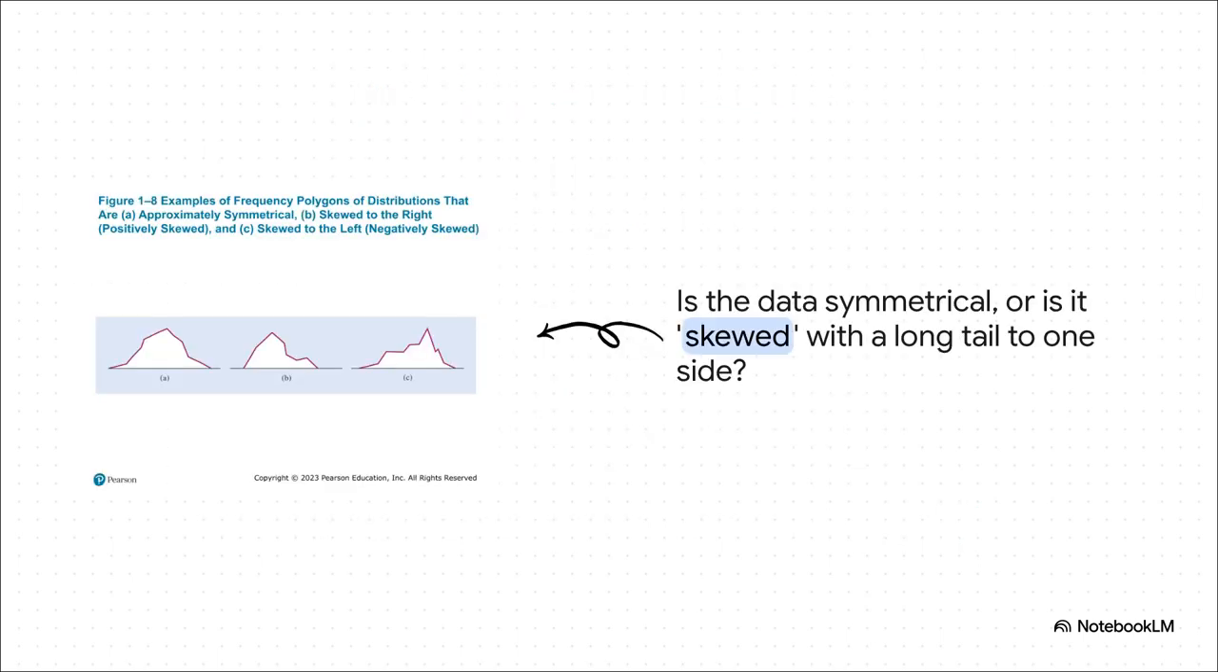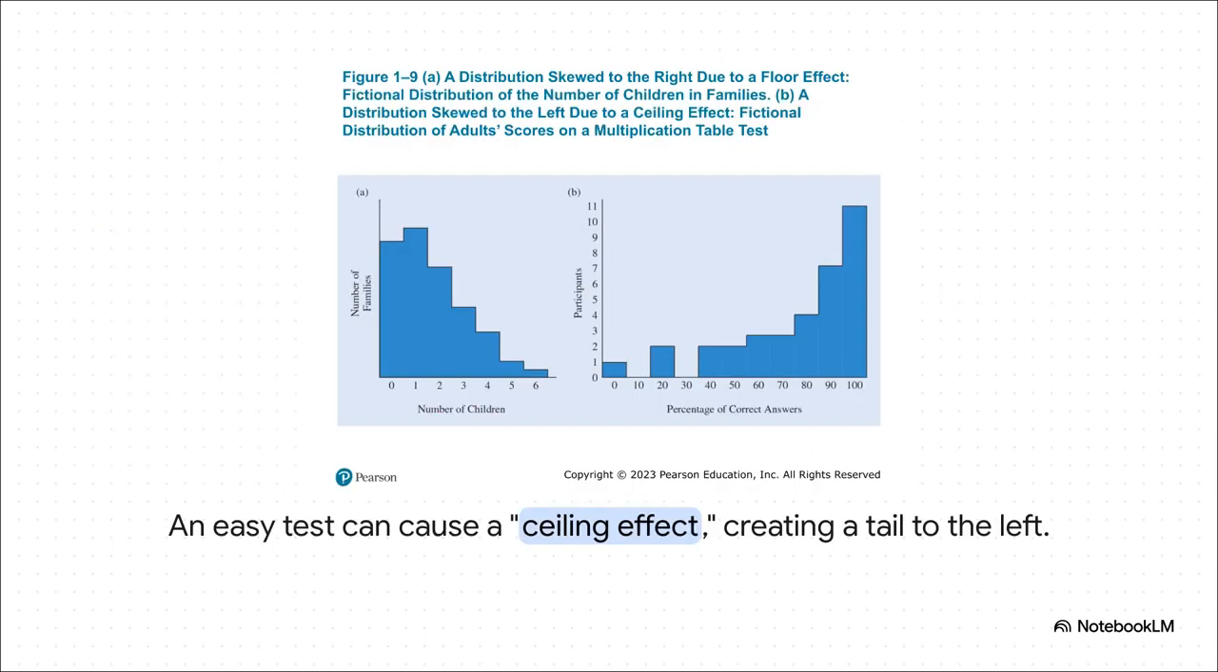Next up, is the shape symmetrical? Like a nice, perfect bell? Or is it lopsided? We call that skewed. And the direction of the tail, that long, flat part, tells you where all the rare, extreme scores are hanging out. And here's a perfect real-world example of why this happens.